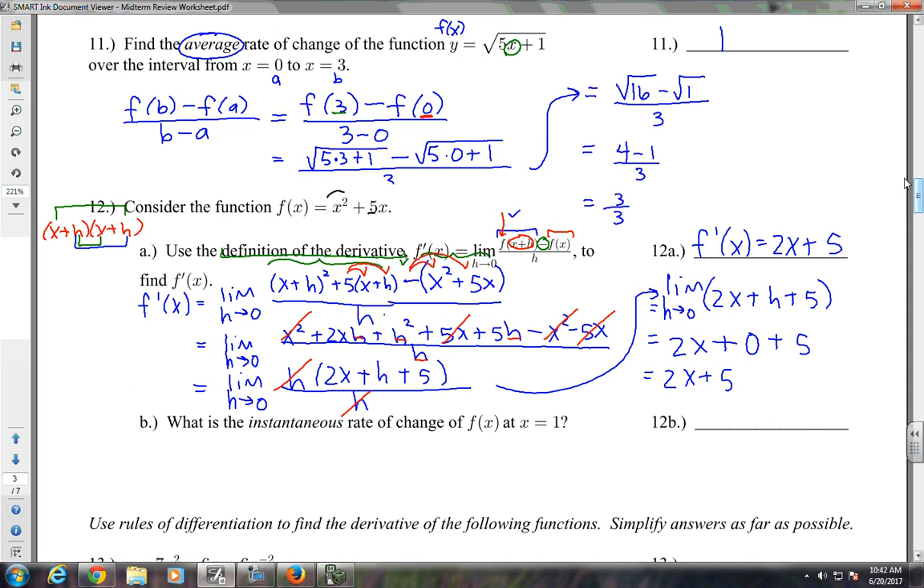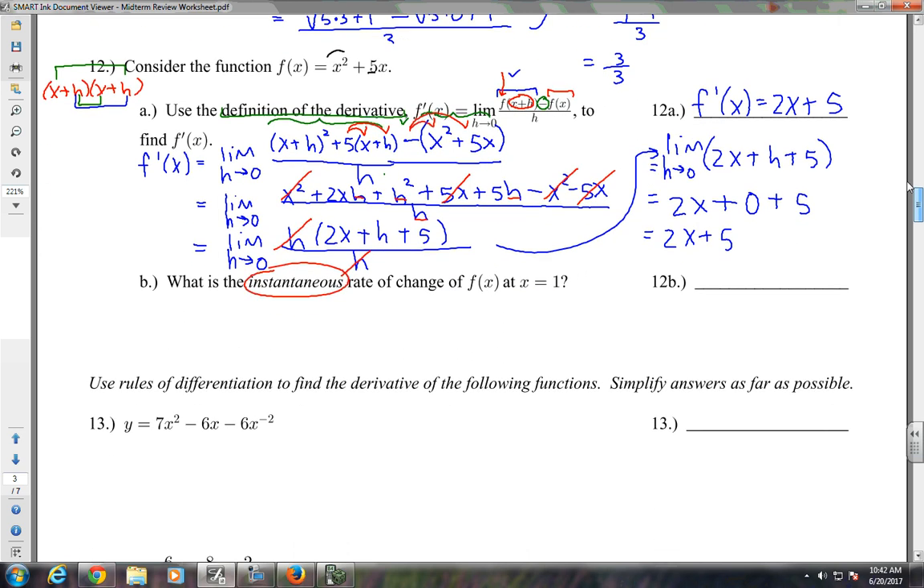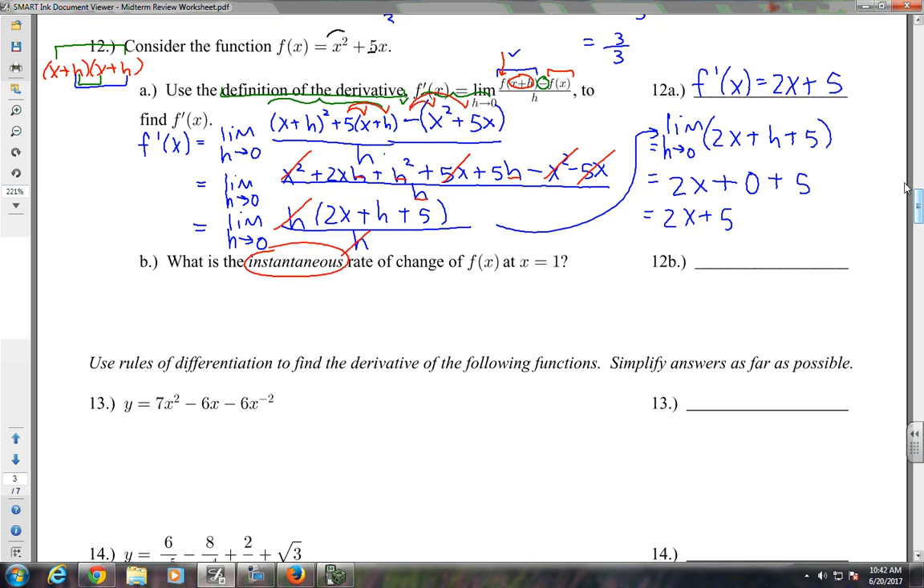Now, understand the terminology. On the previous problem, we were finding the average rate of change. We used this formula. On this problem, we were finding a derivative. A derivative represents an instantaneous rate of change. So don't overcomplicate this problem. It says, what is the instantaneous rate of change of f of x at x equals 1? That's a really fancy way of saying find f prime of 1.